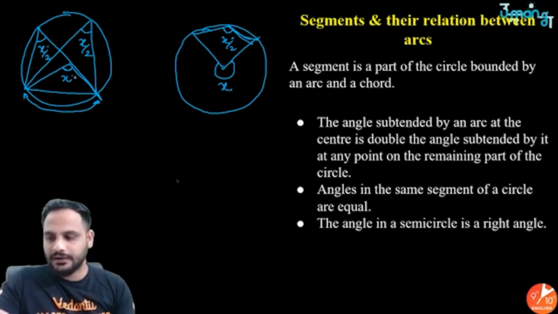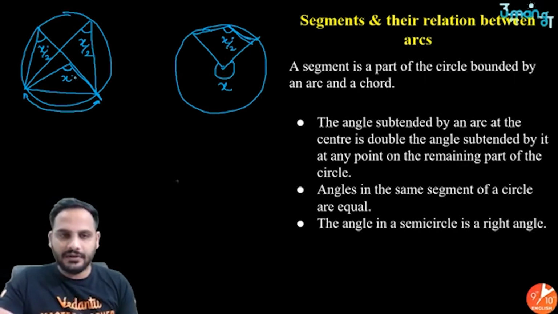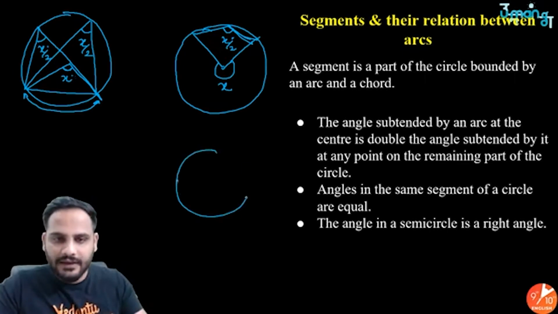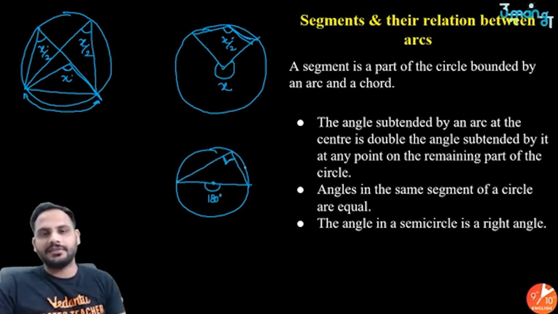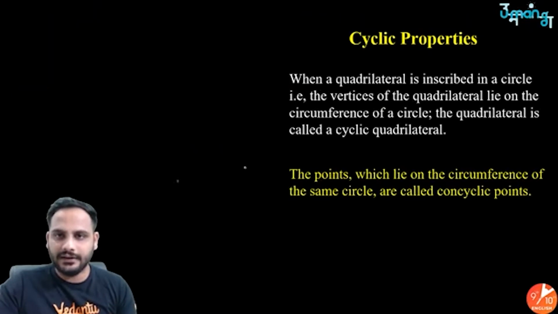The last part is the semicircle. What does it say? If we have a circle and I draw a diameter, this diameter or this semicircle holds an angle of 180 degrees at the center. So in the remaining part, it will be half of 180, which is 90 degrees. So remember, the angle in a semicircle is always 90 degrees.